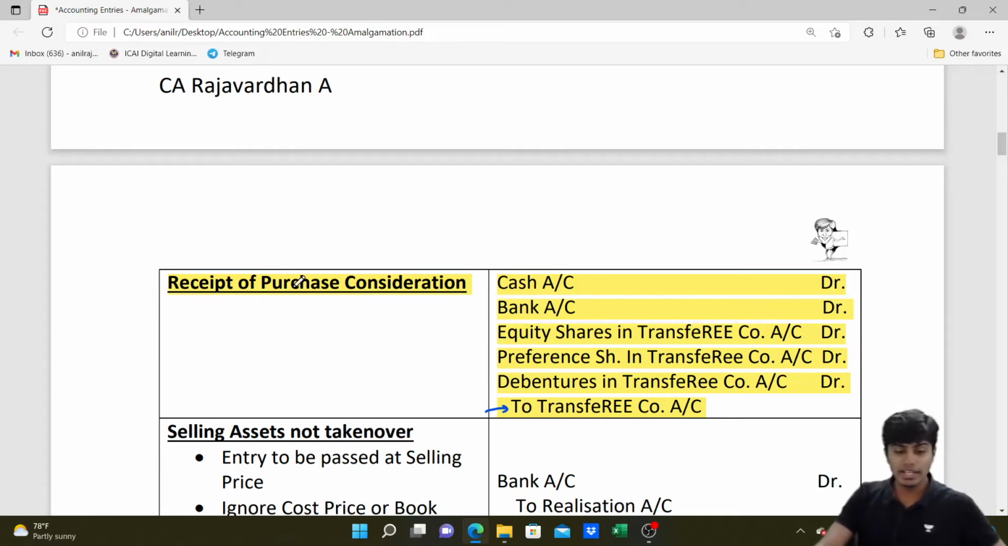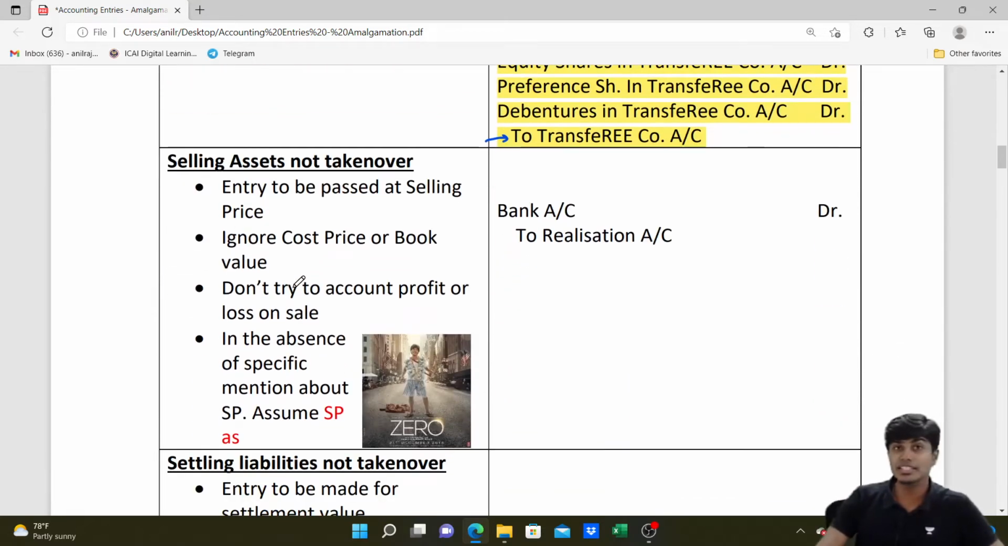Let's see. Now the entry is for assets not taken over. Whenever assets are not taken over and we sell them, what is the entry? Usually for the sale of assets, the entry will be bank account debit to assets. But here we are not going to write bank to assets. We are going to write bank to realization. Why? The asset account is no longer in existence. The asset account is already closed by transfer to realization. Let me repeat. The asset account is already closed by transfer to realization. So we'll no more credit asset. Instead of crediting asset, we'll credit the realization account, and the journal entry for sale of assets will be bank account debit to realization.